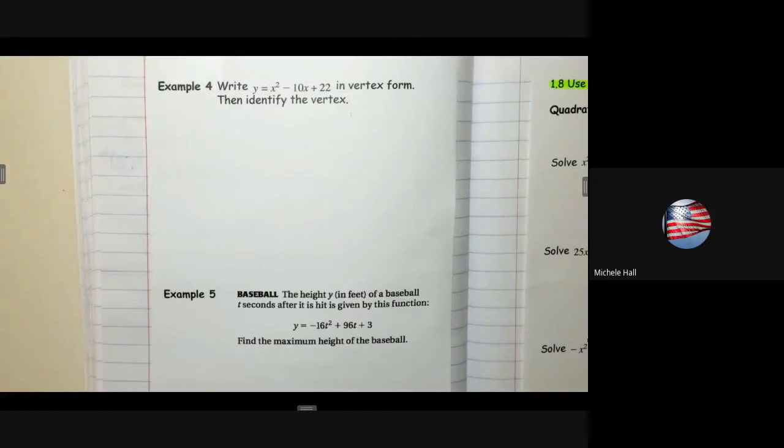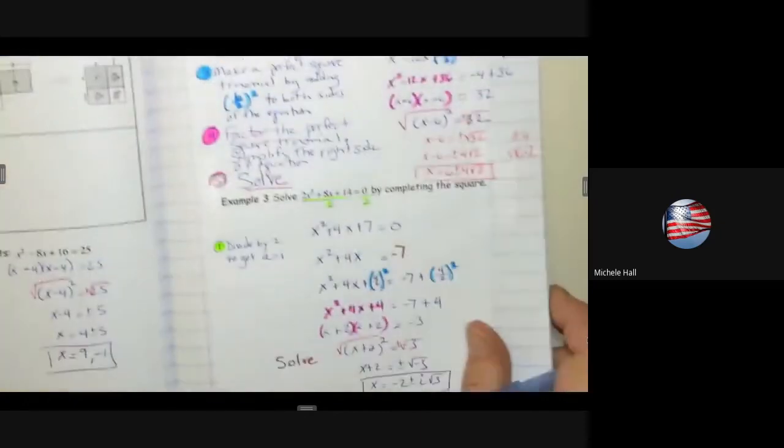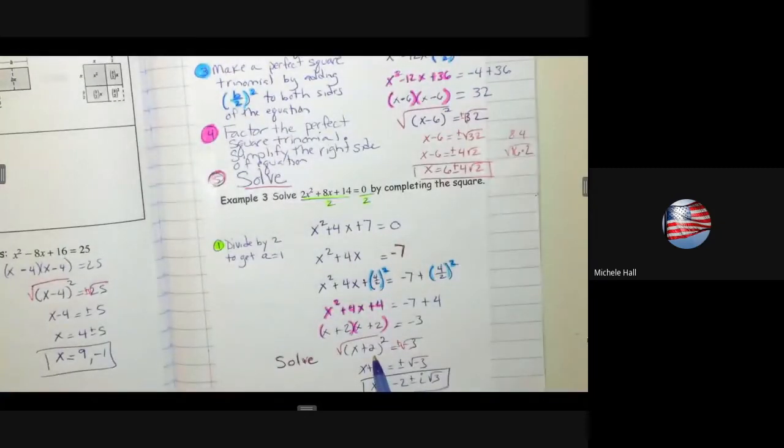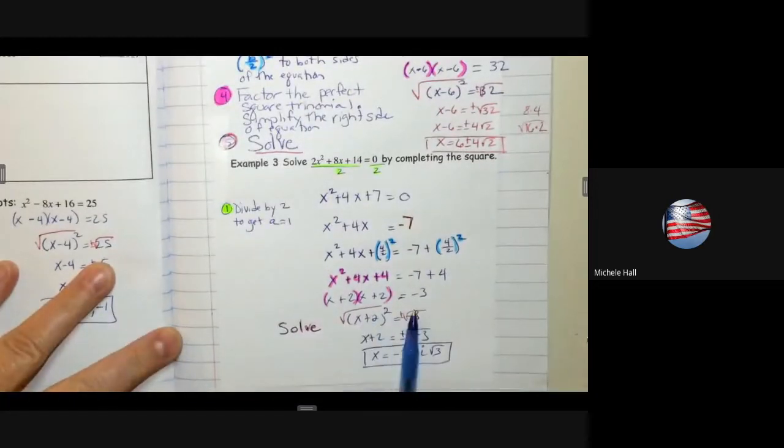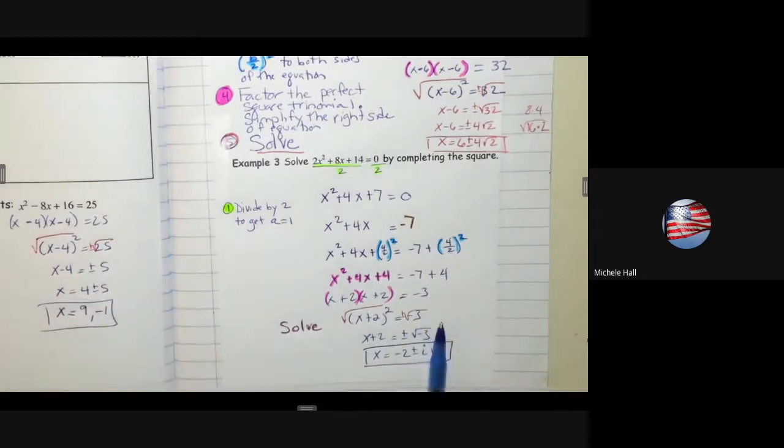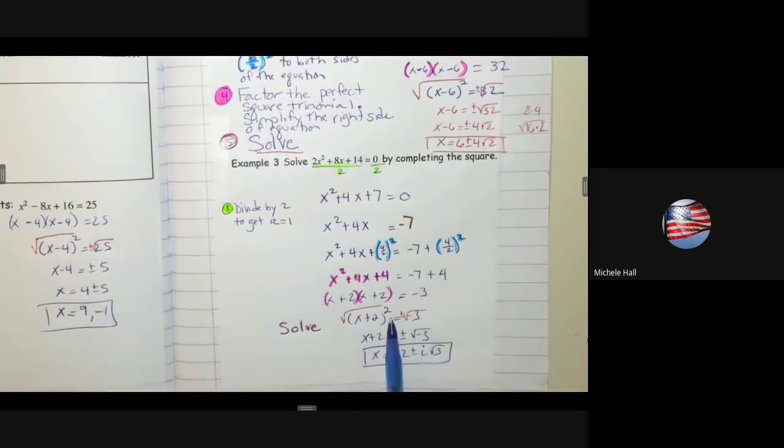Write y equals x squared minus 10x plus 22 in vertex form. Then identify the vertex. So now we have another way to find the vertex. This would have been in vertex form if I had the negative 3 on the left side. So we're doing all of this, and we're going to stop at this point and not solve. We're going to find the vertex. So completing the square is good for 2 things: 1, the vertex. 2, the roots.